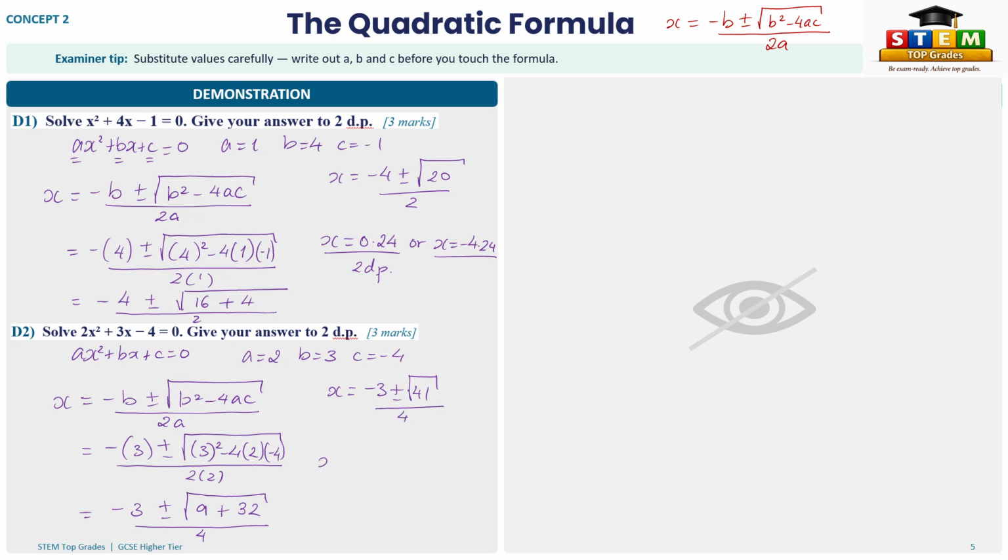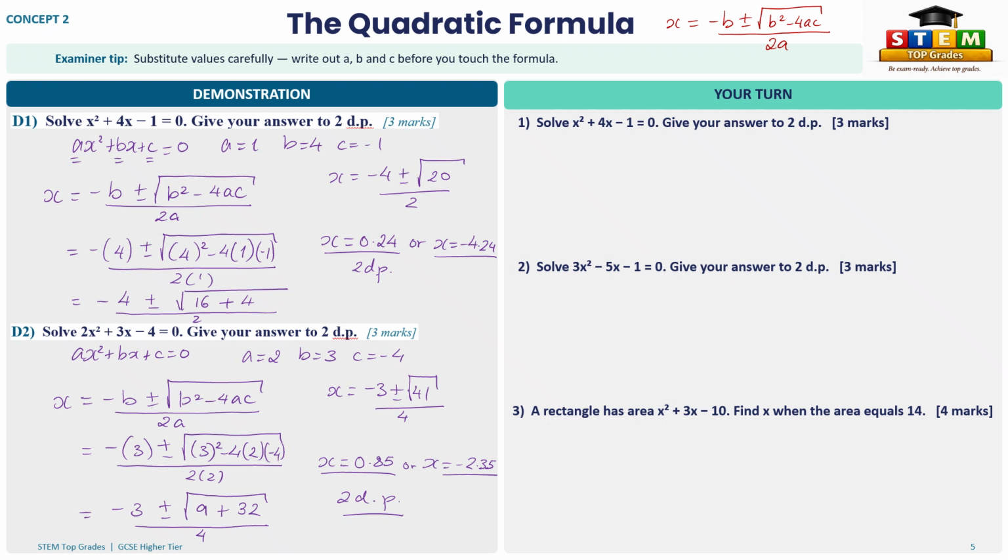And we got two possible values here. So using your calculator, you should be able to get 0.85 and negative 2.35. So these are the two solutions, and this is to two decimal places. Okay, so have a good look at how this has been done, and we are now going to get some practice questions on the right hand side for you to do. You can pause the video here and do your practice questions in the same way as I've shown you.